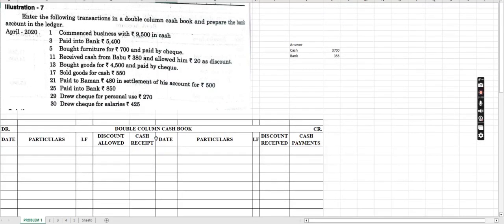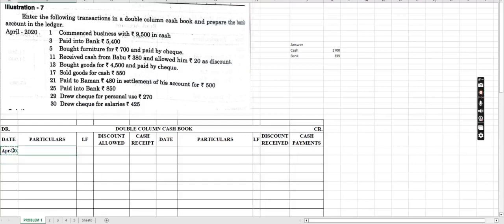Enter the following transactions in a double column cash book and prepare the bank account in the ledger, April 2020. So let's write this here. First, commence business with 9,500 in cash on April 1st. I will write the year and the month here so that we don't need to repeat that again and again. April 2020.